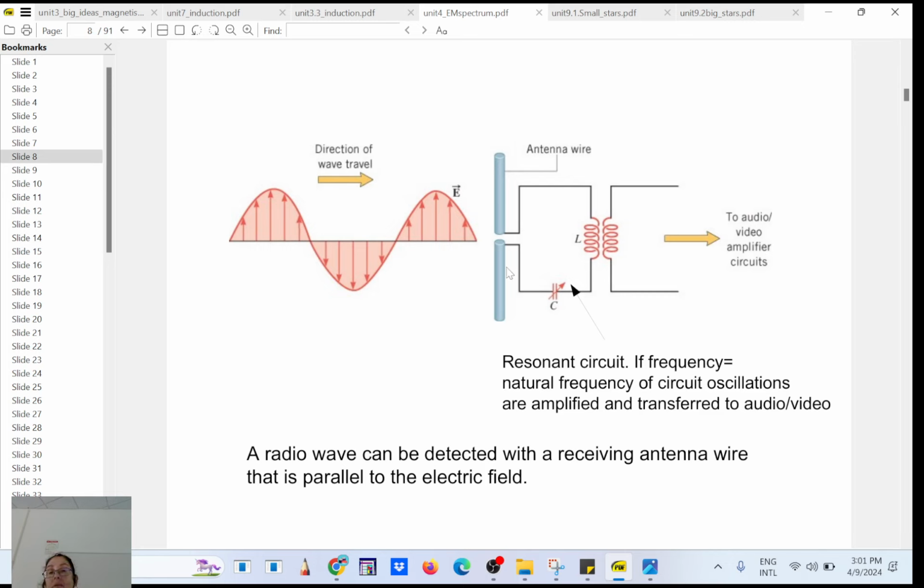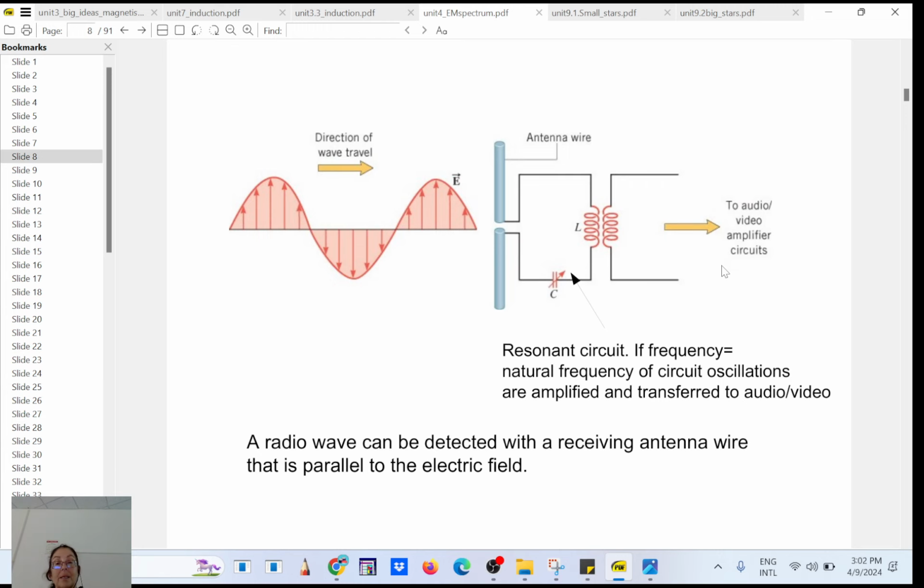Okay. Now, if you want to pick up an electromagnetic wave, like an antenna that you have in your phone, or in a car, all the cars have an antenna as well. You have your antenna here, the electric field is going to come by. So the electrons here are going to shake because of the electric field. So in that circuit here, it's going to oscillate, and you can pick up the signal.